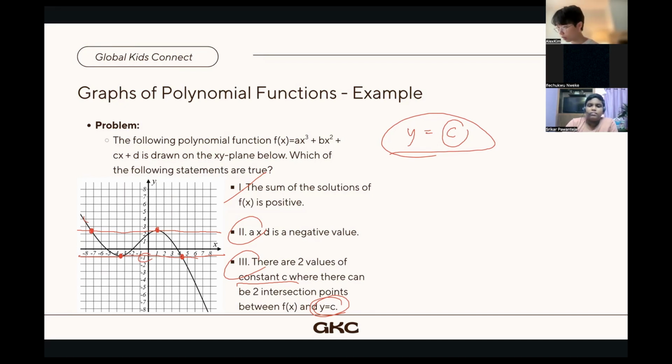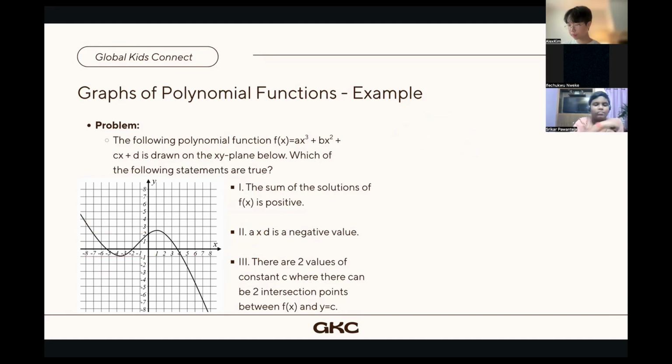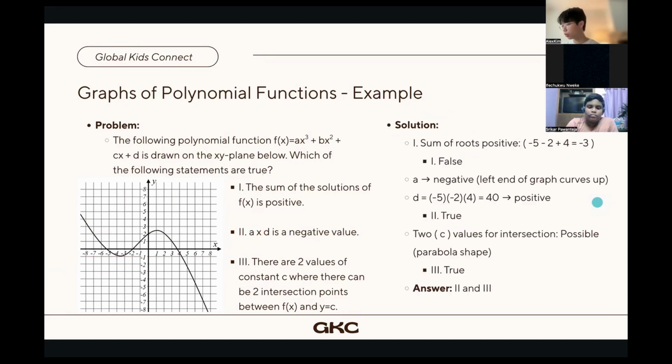If, for example, the line we had to think about was not a constant but a linear line, then it would be different. But because C is said to be constant, we just say it is a horizontal line. Okay, so it depends on the question. Yes, and what the statement tells you about C. Okay, no worries. And so that will bring us to the solution as is.